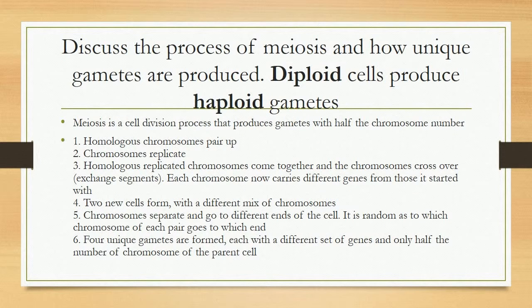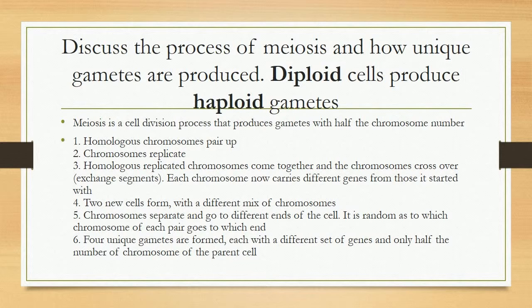Discuss the process of meiosis and how unique gametes are produced. Diploid cells produce haploid gametes. Meiosis is a cell division process that produces gametes with half the chromosome number. 1. Homologous chromosomes pair up. 2. Chromosomes replicate. 3. Homologous replicated chromosomes come together and the chromosomes cross over, exchanging segments. Each chromosome now carries different genes from those it started with.